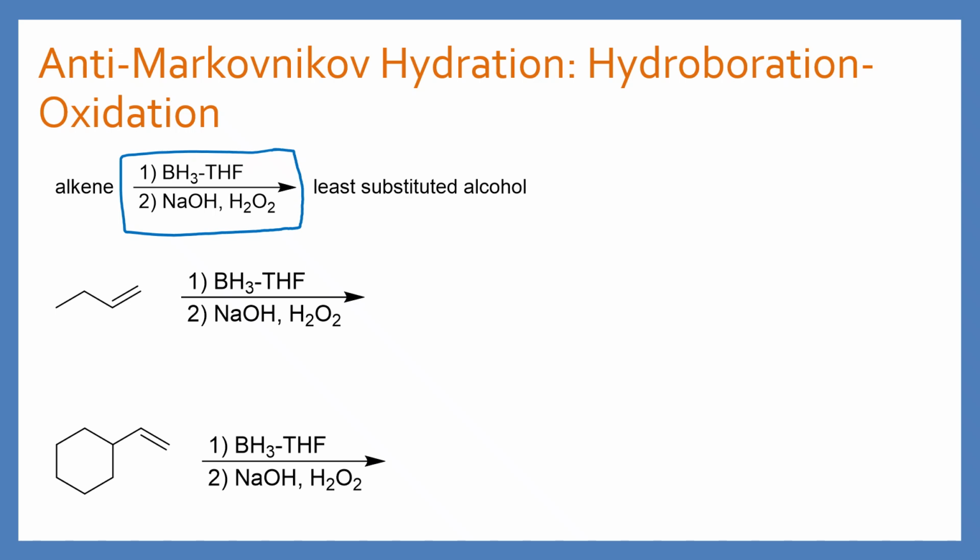This is an anti-Markovnikov hydration. So if Markovnikov means we make the most substituted whatever we're making, this is going to make the least substituted alcohol. And furthermore, this mechanism does not have a carbocation intermediate, which is why it does not follow Markovnikov rules.